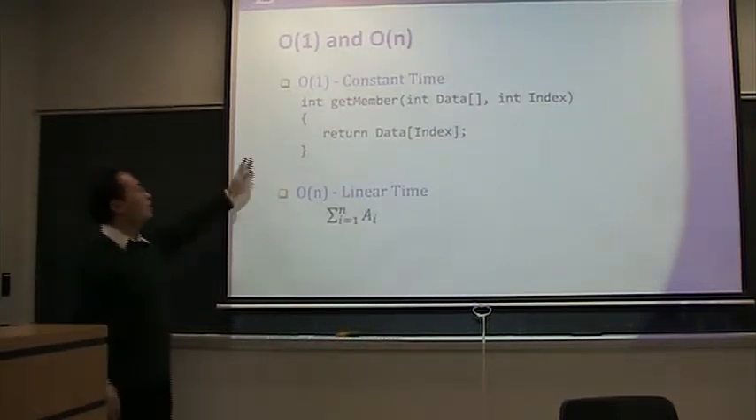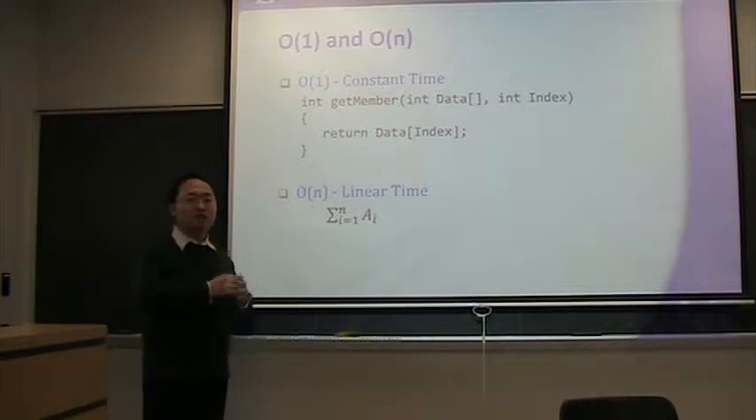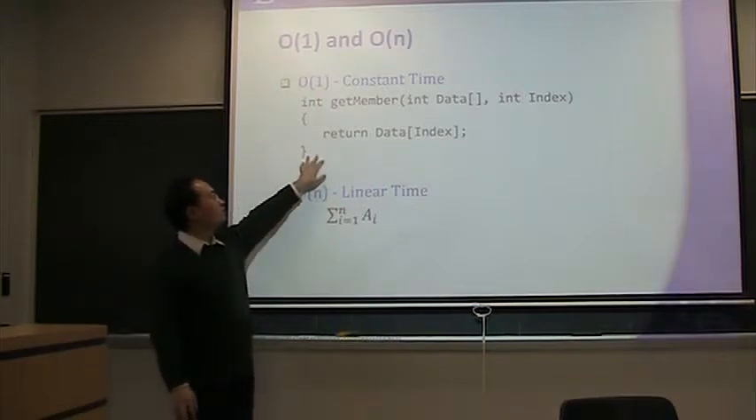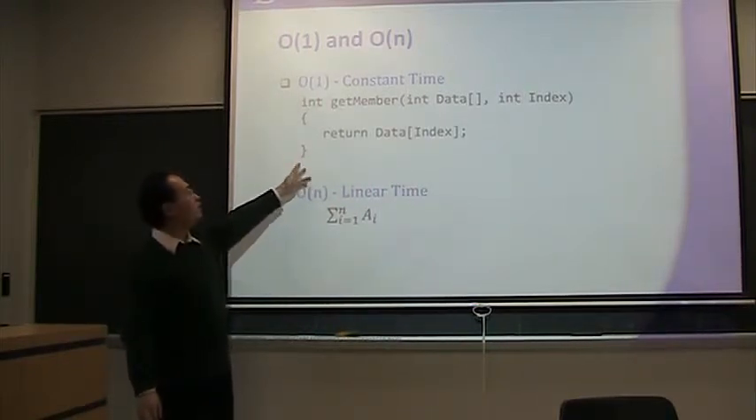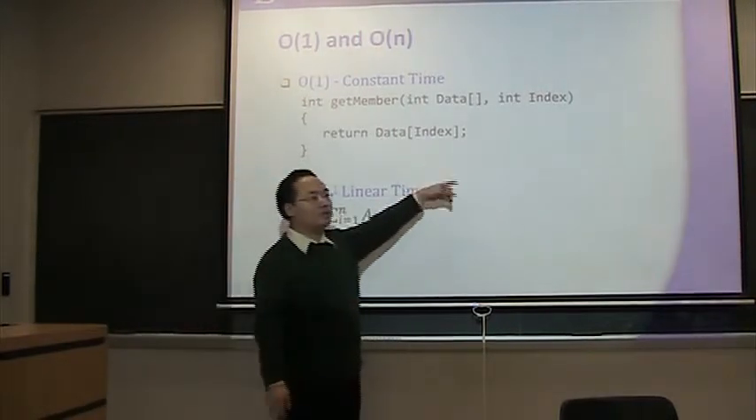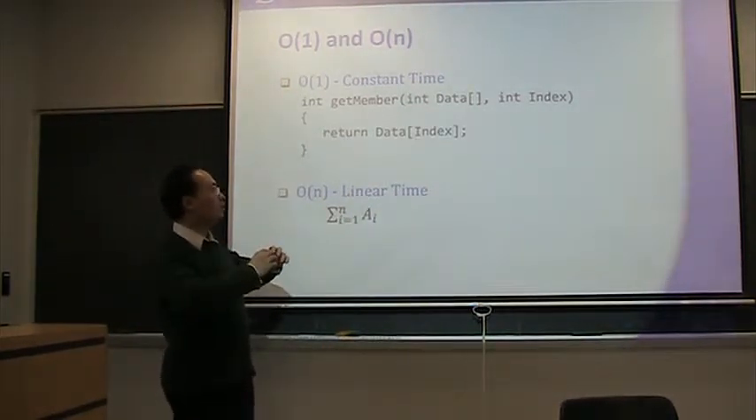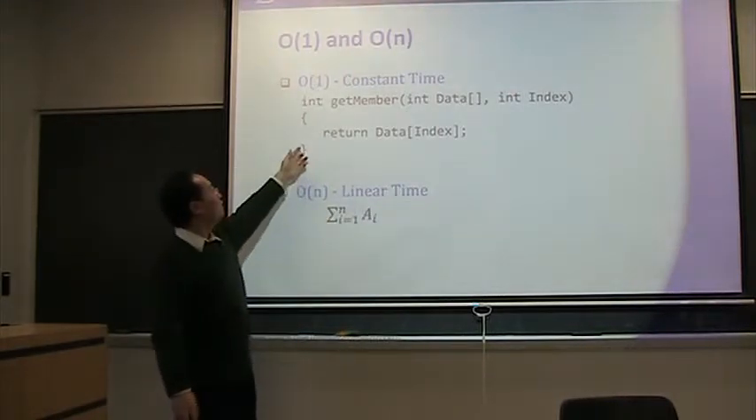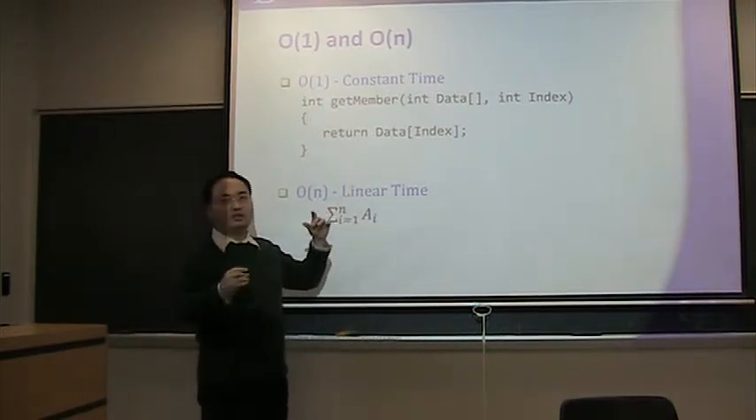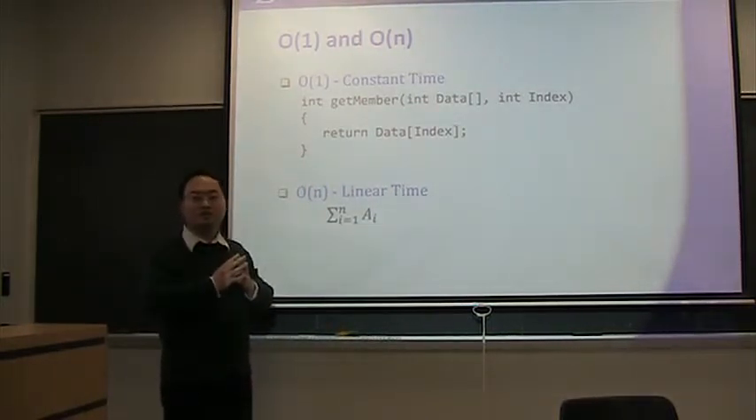The first one is called O(1). It's constant time. This means no matter how big your problem is, the time this algorithm consumes is always constant. For example, in this program, this function has 2 inputs. The first one is an array of integers. The second one is the index. We want to get from this array the number with that index. Then this function, no matter how big your array is, no matter what your index is, takes a constant amount of time. So it's O(1).